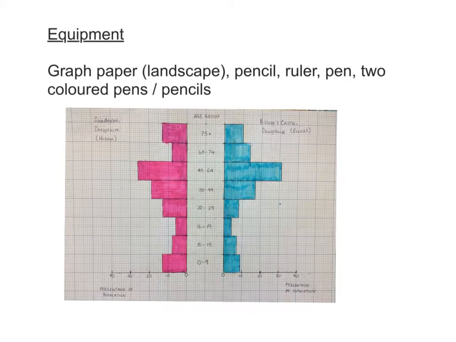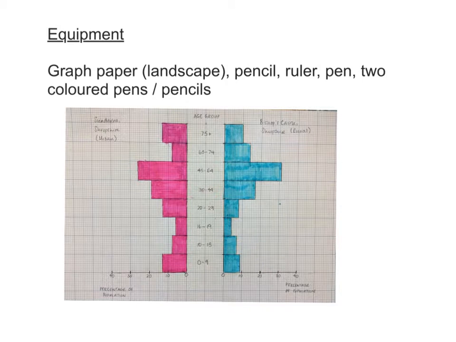So in this video you're going to learn how to create a population pyramid for two different parts of Shropshire. Sundorne, which is an urban part of Shropshire, and Bishop's Castle, which is a rural part of Shropshire. You're going to need graph paper, which is going to have to be landscape. You're going to need a pencil, a ruler, a pen, two coloured pens or pencils.